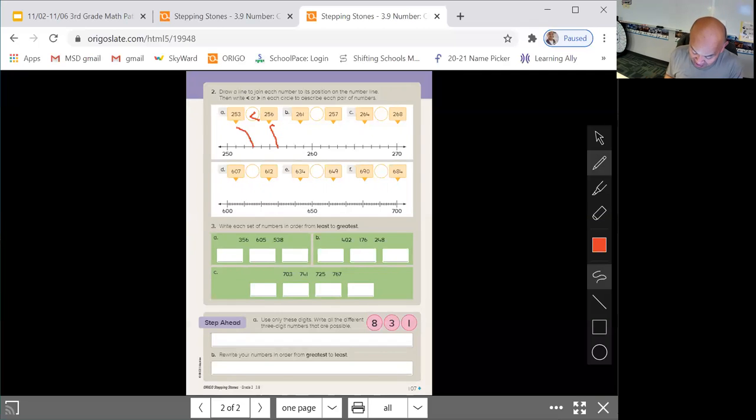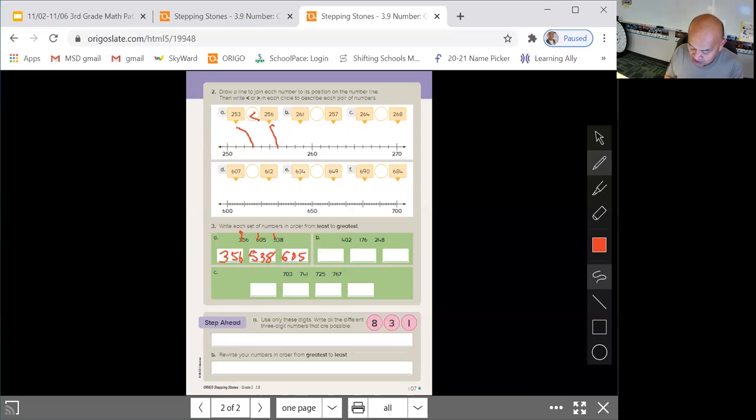Let's just go down to number 3. Really easy. We have to put these numbers from least to greatest. And again, the easiest part is to just look at the hundreds number. Okay, we got 300 here, 600s, and then 500s. Well, that's easy to do. Okay, 356 is first, and then 538, and then the last number, 605. Okay, because I'm looking at the hundreds.